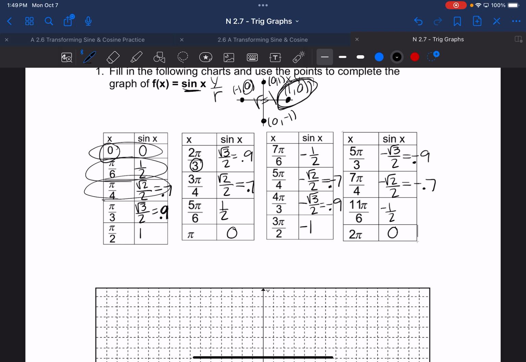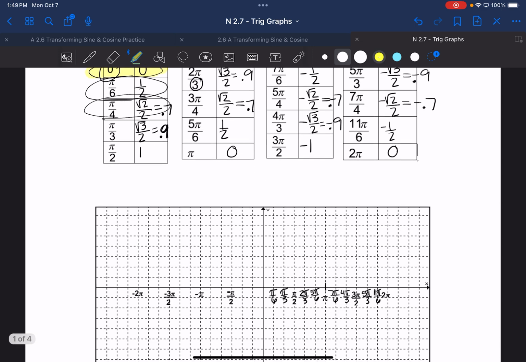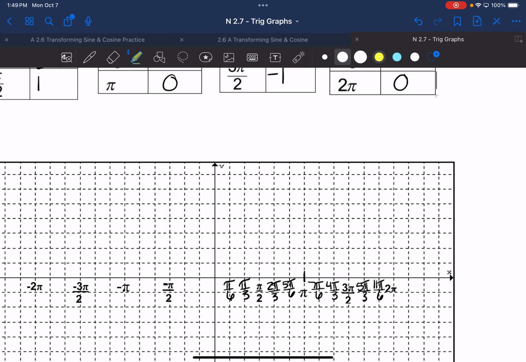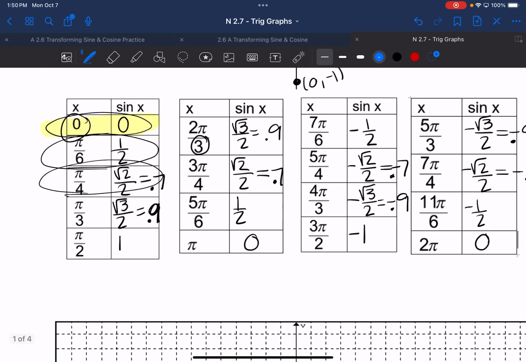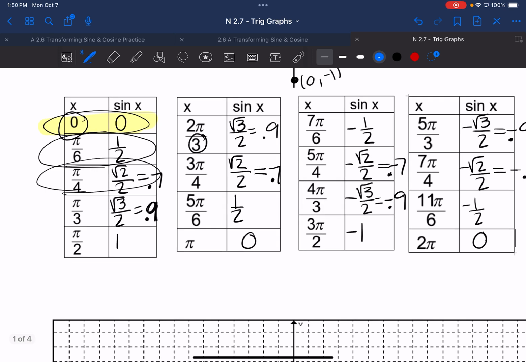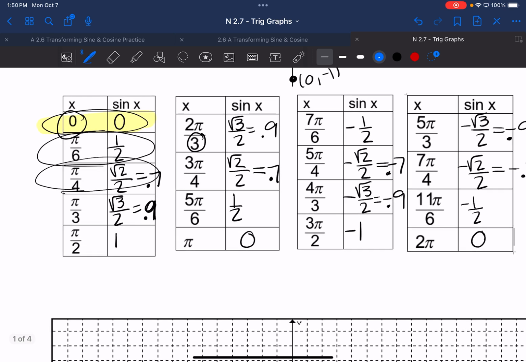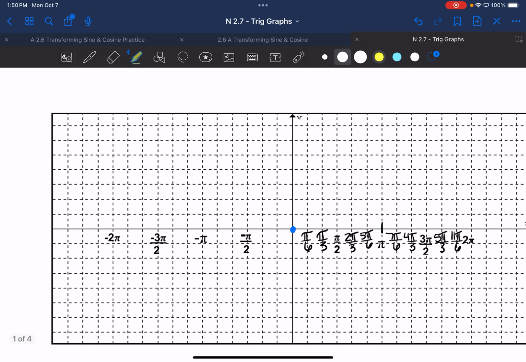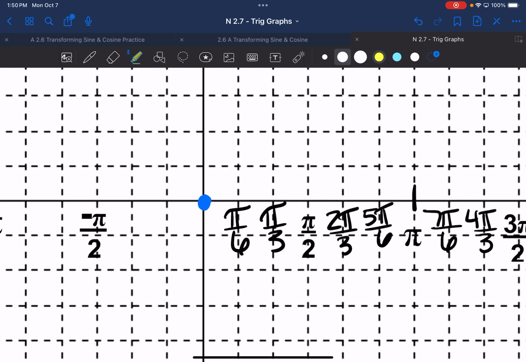Okay, so if I look back up here, my first point was (0, 0) according to this chart. So I'm going to come down here on my graph and plot my first point at (0, 0). Then I'm going to come back over here. What's the next point after (0, 0)? (π/6, 1/2). Okay, so that means go over π/6 and up 1/2.